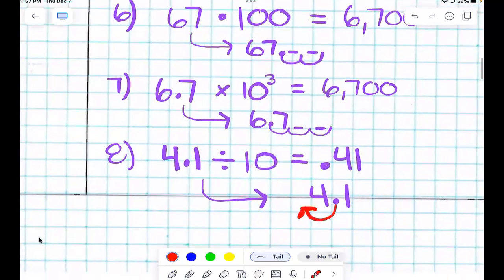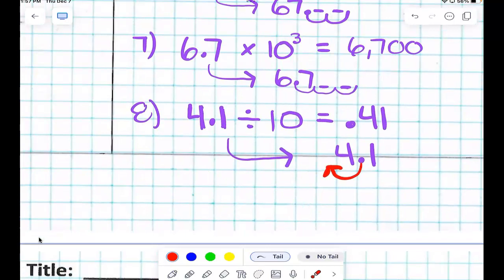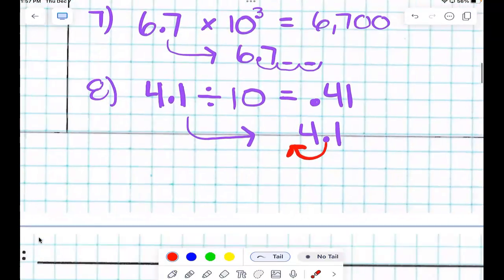Okay. Next one, 4.1 divided by 10. Why on this one did I go the other direction then?